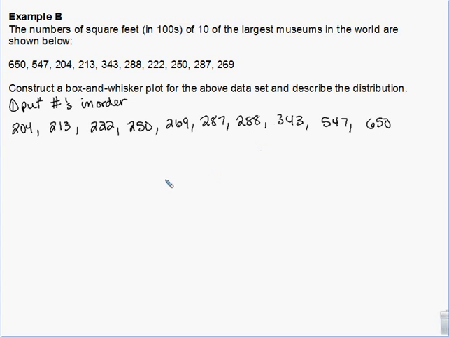Okay. Then we have to find, let's put it up here. Step 2, find Q2, then Q1 and Q3. So you have to find that median first. So I just start doing this until I run out of space.